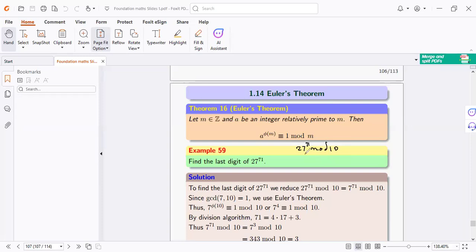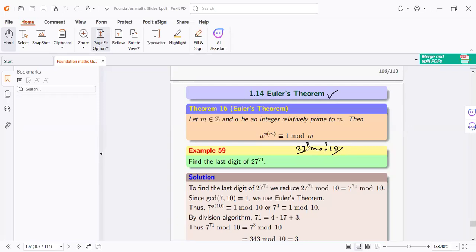Because I'm talking about the Euler theorem, I want to use the Euler theorem. Otherwise, I would have used the fast powering algorithm and found the answer. In some cases, we will have to combine the two. Using the Euler theorem, the number and the modulus must be relatively prime, and they are relatively prime.